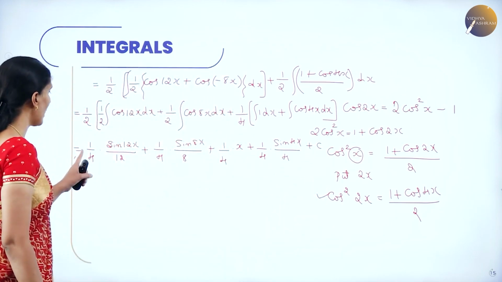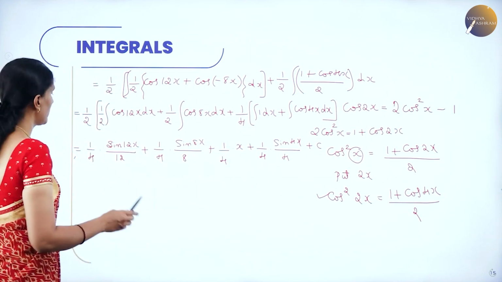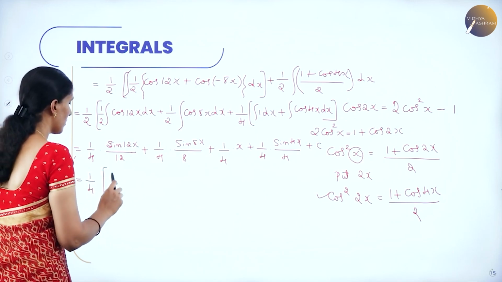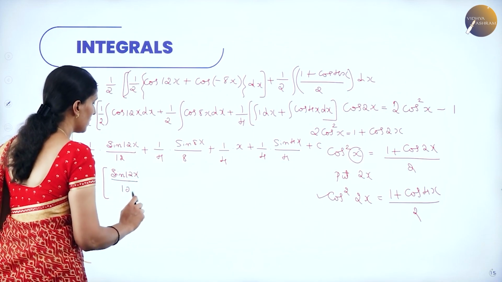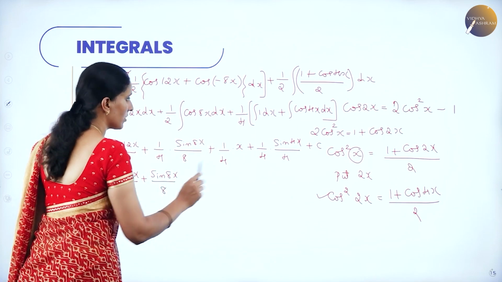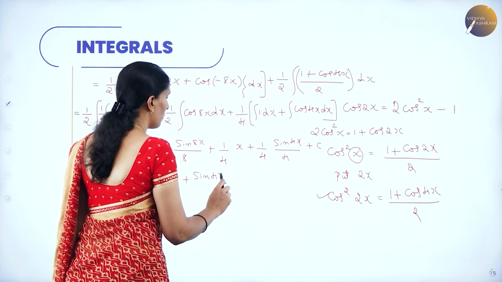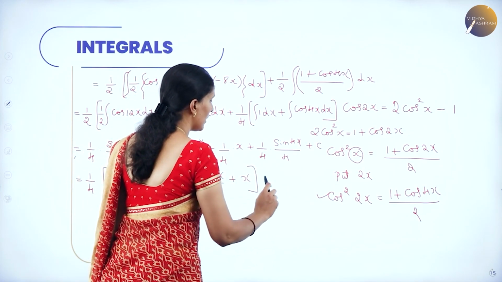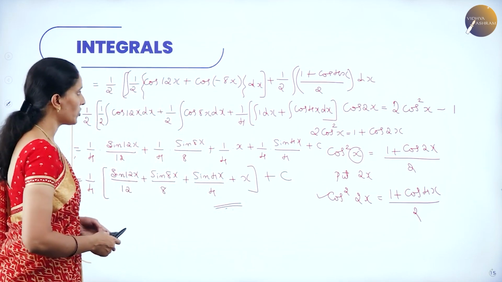So here you can see 1 by 4 as a common factor in each term. So you can take 1 by 4 as a common factor, you will get sin 12x by 12 plus sin 8x by 8, and you can rewrite this as sin 4x by 4 plus x as constant plus constant of the integral which is c.